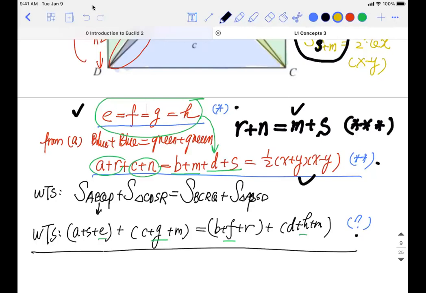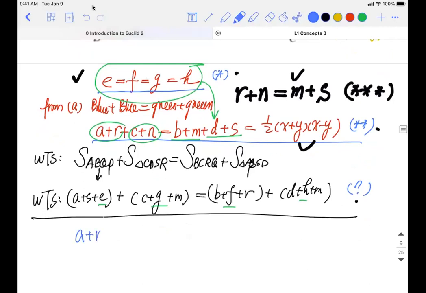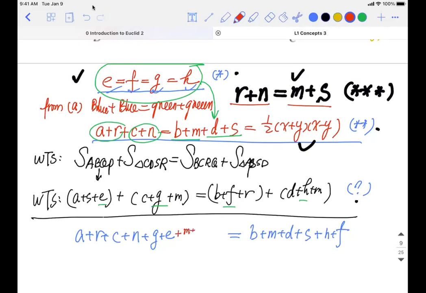Let's have a quick look at it. It's not something too complicated. So I have put it here: A plus R plus C plus N equals B plus M plus D plus S, right? Okay, I'm going to add a G, add an E here, because G, E, F, H are the same. So this is going to be H plus F. And because you are telling me that R plus N equals M plus S, for this guy I'm going to add M plus S and minus R plus N. This is going to be 0, right?